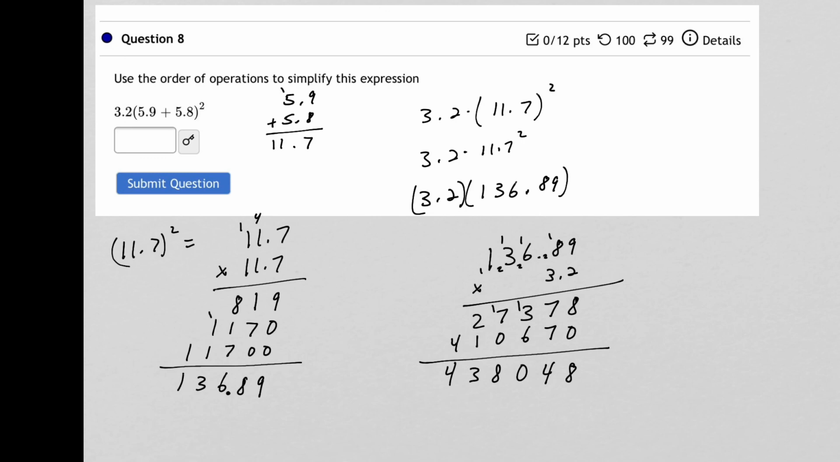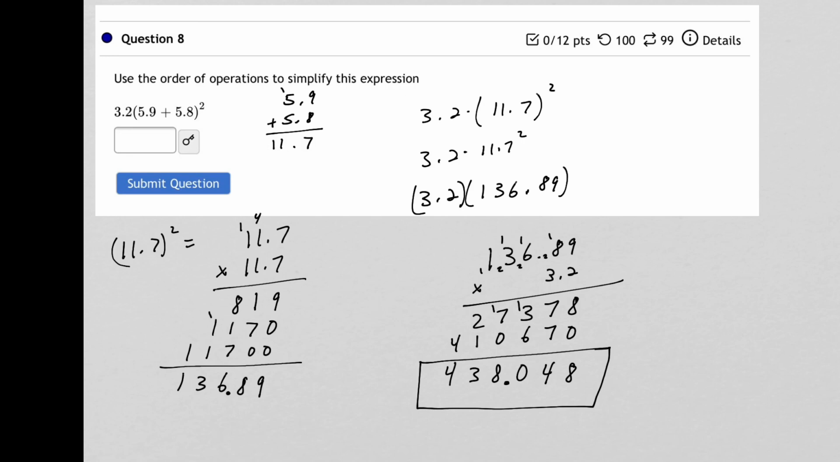And then in this case, I need 3 decimal places, right? I have 2 here and 1 here, so I need 3. Bring this over 3. So that should be the answer. In a problem like this, you can check it with your calculator. You want to make sure you can do it by hand, but you can always check it with your calculator to make sure that you didn't make any little mistakes here or there. So this should be 438.048. That's correct. Great.